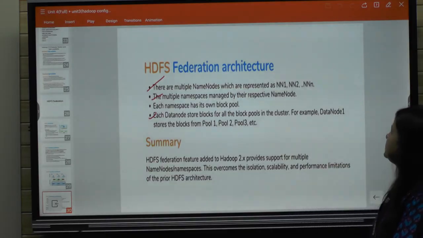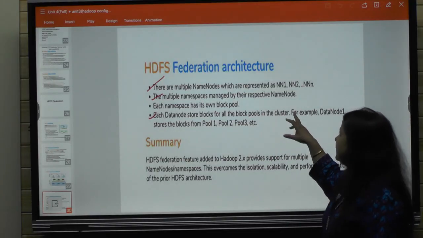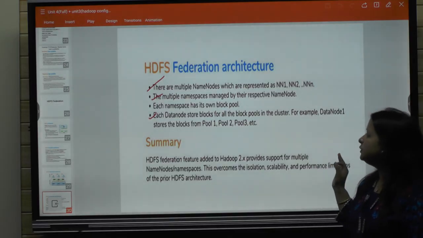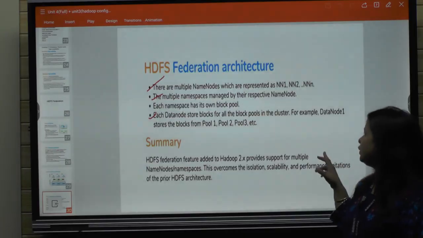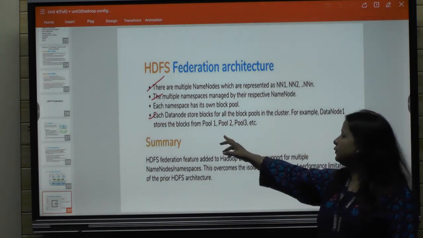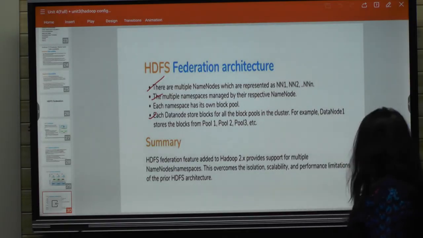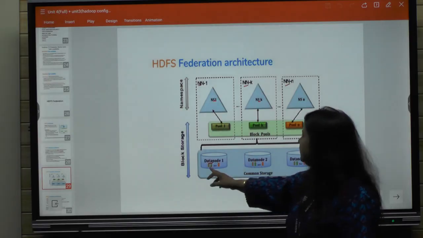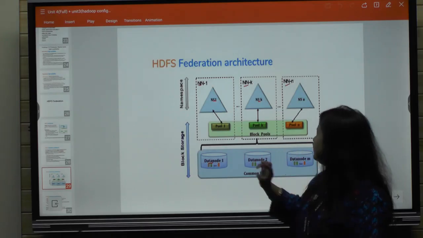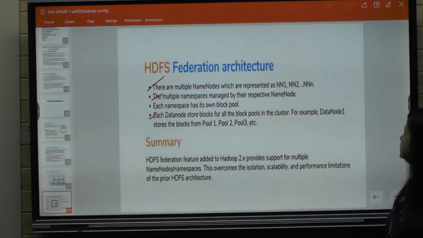So these are the key points or the features of HDFS federation. There are multiple name nodes, which are represented as NN1, NN2, NNn, and multiple namespaces managed by their respective name nodes. Each namespace has its own block pools. Each data node stores blocks from all block pools in the cluster. For example, data node 1 stores blocks from pool 1, pool 2, pool 3, pool n. Means there is a common storage of data node block pools. All of block pool 1, block pool 2, block pool n will be stored in data node 1, and all the pools are sharing the data nodes.